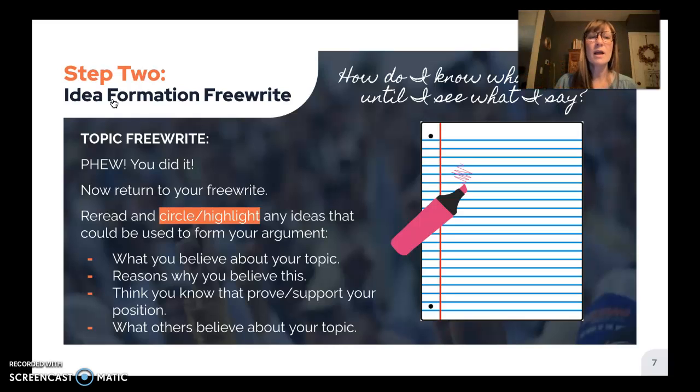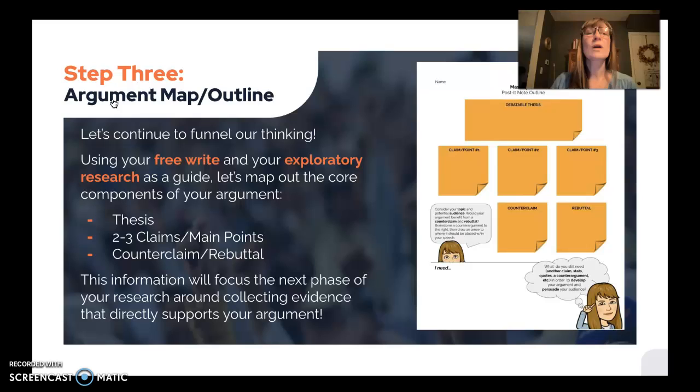So it could be anything about what you believe about your topic. It could be any part of your free write that touches upon reasons why you believe it, or anything that you happen to know that might prove or support why you believe or think what you think. It also may be valuable if you have any information in your free write that touches upon what other people believe or feel about your topic. Again, go ahead and pause your video now, reread through that free write, and start sifting out some of the valuable pieces of information.